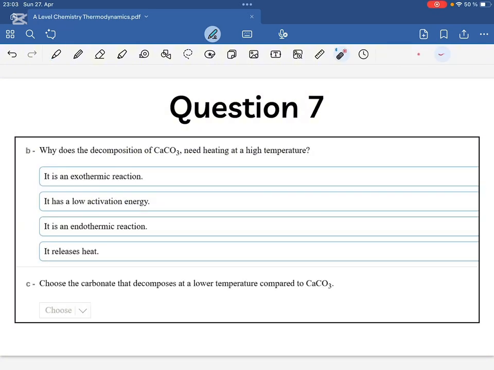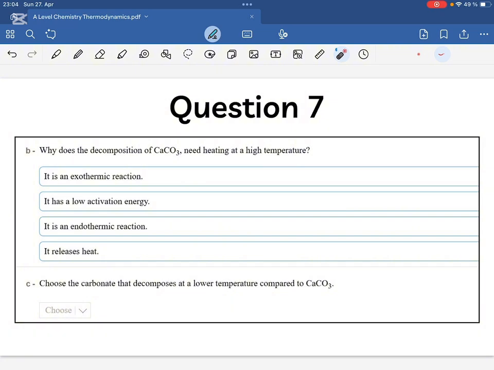Why does the decomposition of CaCO3 need heating at a high temperature? Now, the first option was it's an exothermic reaction. This is false. This is an endothermic. It has a low activation energy. If it needs a high temperature, then it needs a high activation energy. So this is also false.